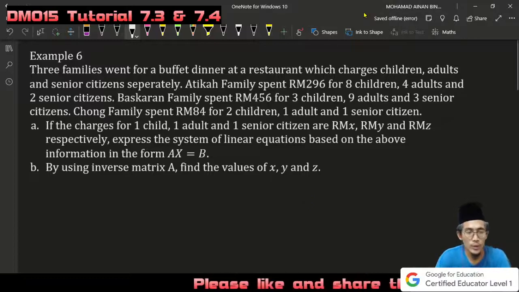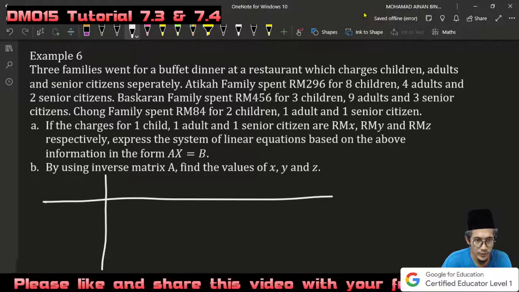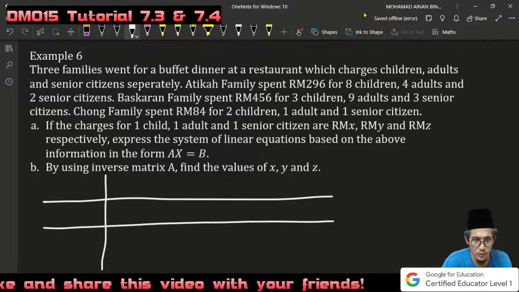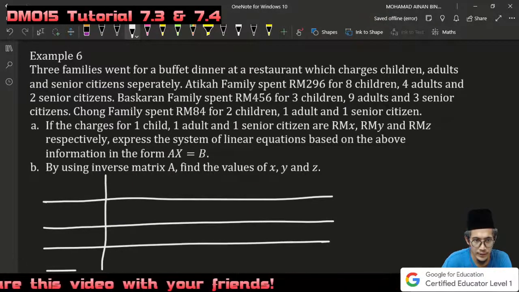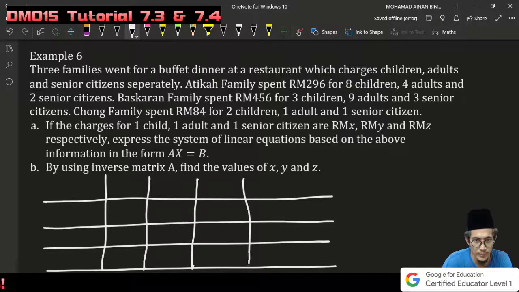Now, we can do the table over here. Make sure one row, second row, third row, neatly fitted to the screen. This is the first variable, second variable, third variable, and this one is the total.